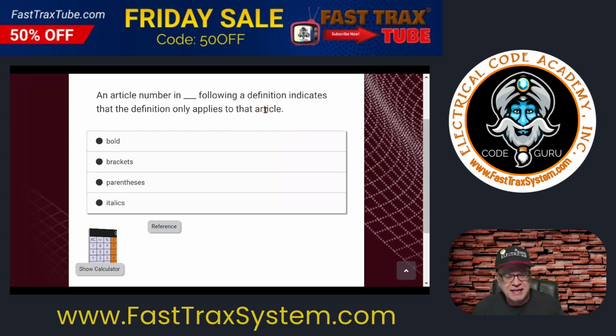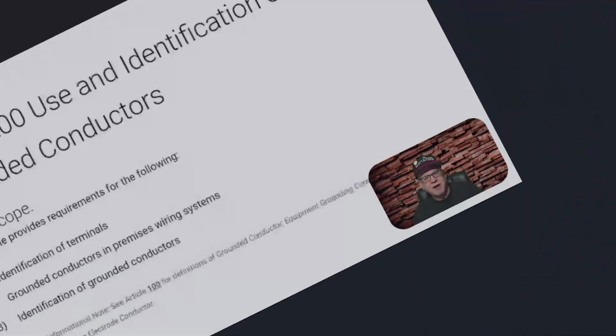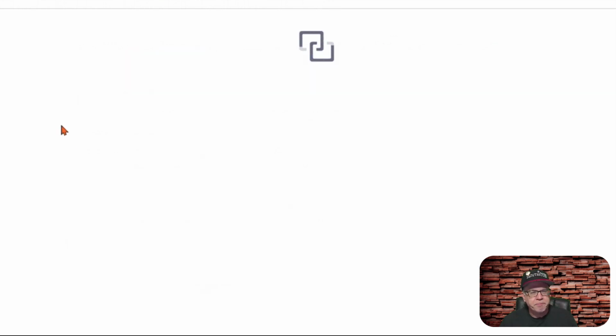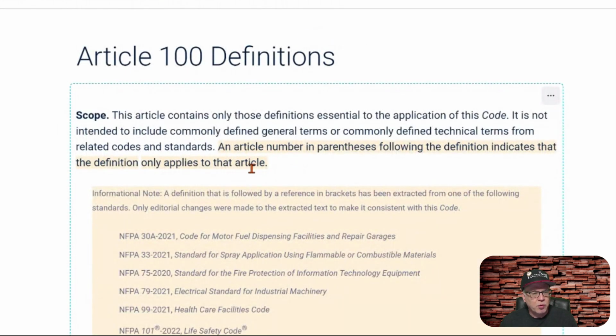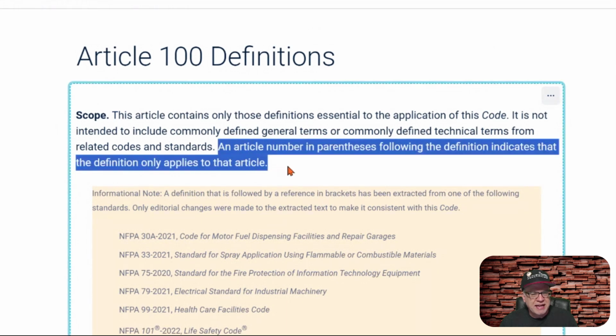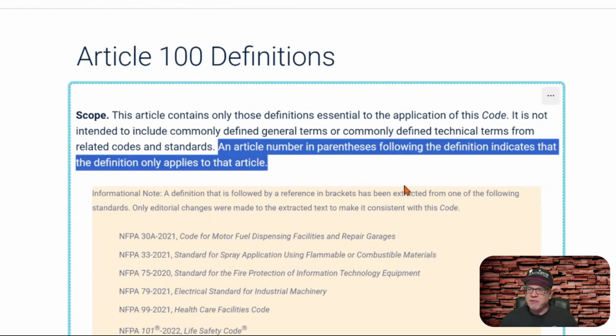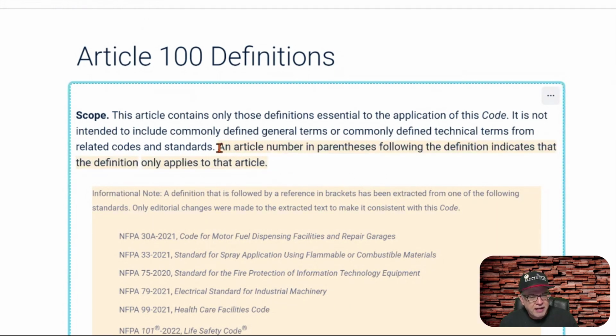Okay, so what do we want to do? Well, let's go look and see what the National Electrical Code says to answer this question. Yes, you can answer this question with the NEC. So let's go to the lesson. All right, so we're over here in the NEC. Let's go to Chapter 1, Definitions. And boy, what do we see right up here in the middle? In fact, it's even been added for the 2023 edition. So that's important to know, which edition you're in. This is very specific to 2023. And what does it say? An article number in parentheses following the definition indicates that the definition only applies to that article.